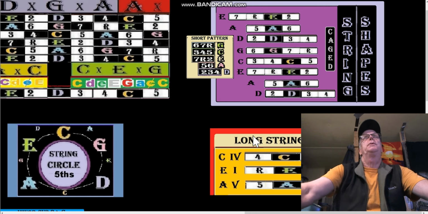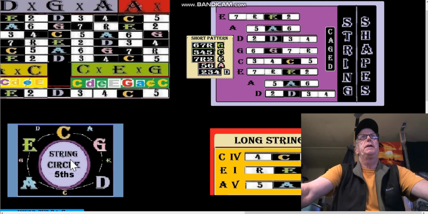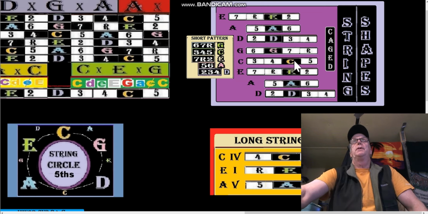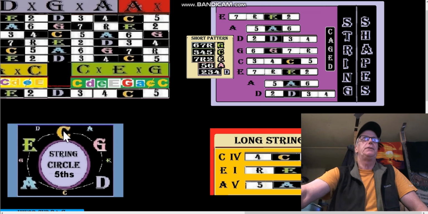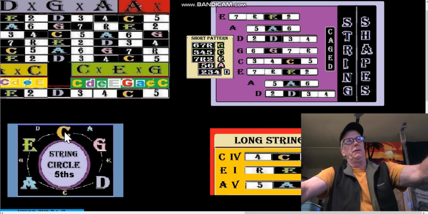So that circle we're talking about is the string circle of fifths. We started on C, we went up to G, we went up to D, we went up to A, we went up to E, and then we would come back around to C again, noting that the fifth of the E shape is the C shape, even though the fifth of E is the B. We go to the C shape.